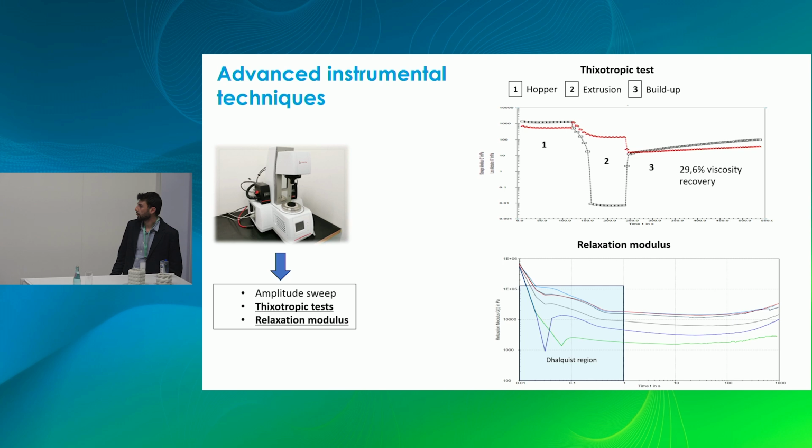Another test that we can carry out with this equipment is a thixotropic test. This is a very interesting test that can simulate the 3D printing process. You have 3 intervals. The first interval is when the sample is inside the hopper. During this stage, we apply a low amplitude, a low deformation, to the sample. The second interval is the extrusion process through the nozzle. We apply a high deformation. You can see in the second interval the red triangle, which means that it's related to the liquid behavior. So in the second interval, the cement behaves as a liquid.